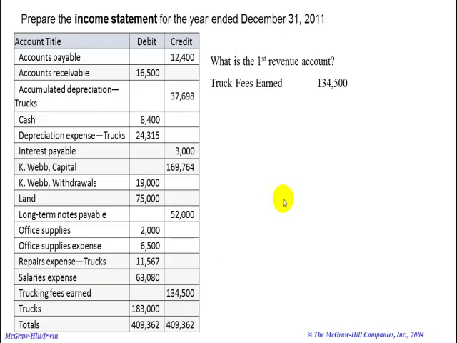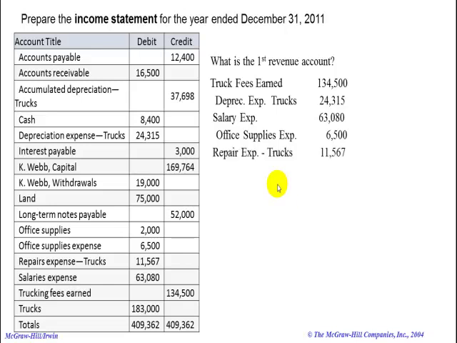And we're going to follow this up by the rest of the expenses that are going to be on this income statement, like depreciation expense trucks, salary expense 63,080, office supplies expense 6,500, followed by repair expense trucks right there 11,567. Total expenses will be 105,462, and when you subtract that from the total truck fees earned, or in this case total revenues, you end up with net income of 29,038. And that concludes this part of the problem. Let's go on to another part.